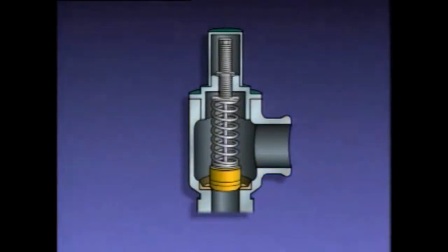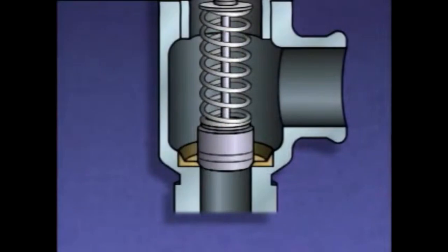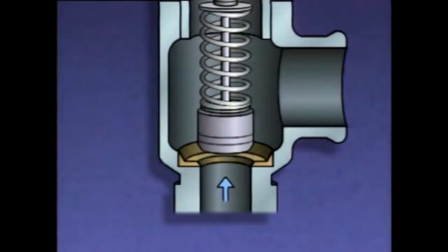The disc rests on the seat and is held in place by the spring when the system is at normal pressure. The valve stem guides the disc up and down, just like in other valves. A relief valve is set to open when the pressure in a system reaches a predetermined value, say 200 psi. If pressure in this system reaches 200 psi, the pressure on the disc begins to overcome the force of the spring, and the disc begins to lift off of the seat. As this happens, the pressurized fluid is released through the valve's outlet.